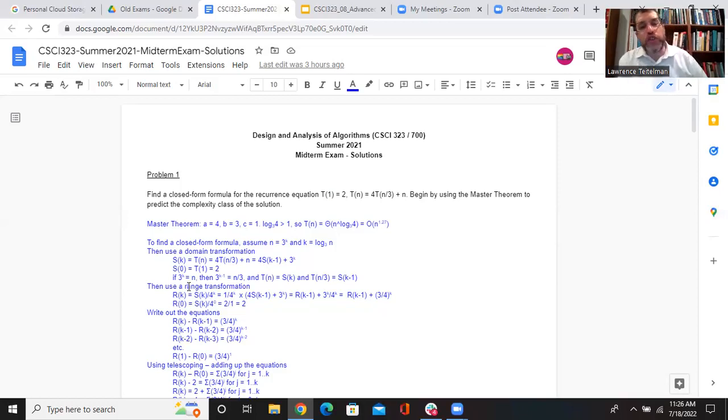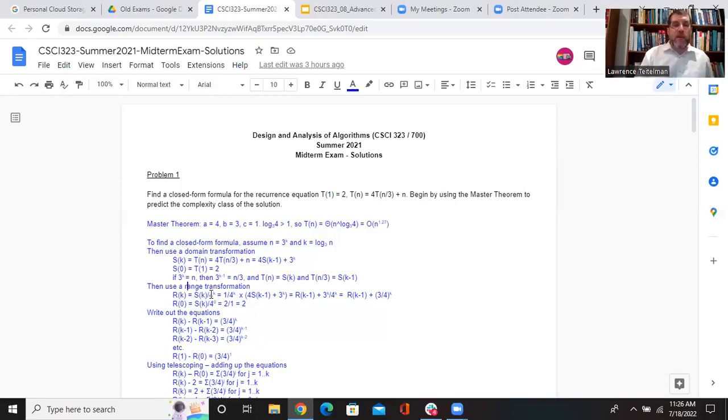So we're changing not the input to the function. Notice our R of k, which is our range transformation, is still a function of k. We haven't changed the domain. But what are we changing? We're changing the output. Before we had this 4 there, we're saying we're going to divide S of k by 4 to the k. Now, you say, why are we dividing by 4 to the k? Because you have to make it work.